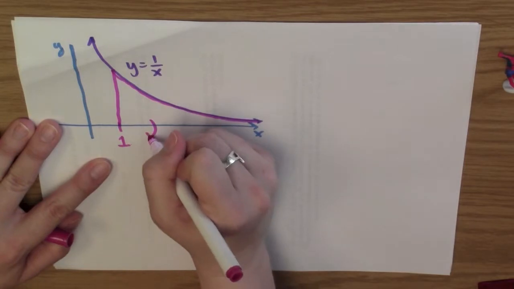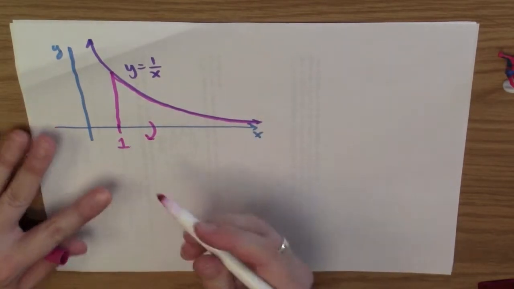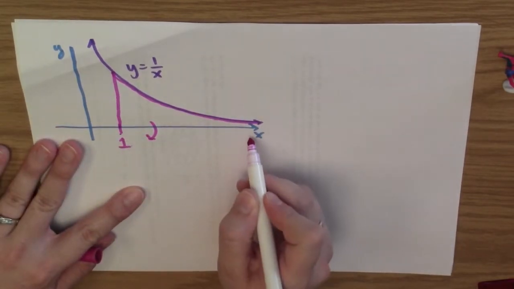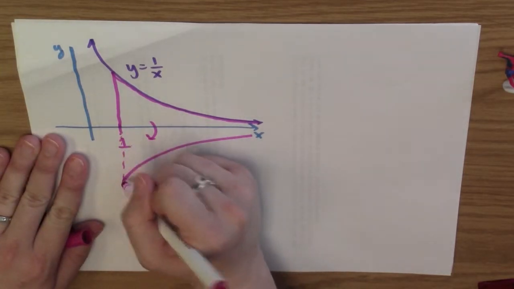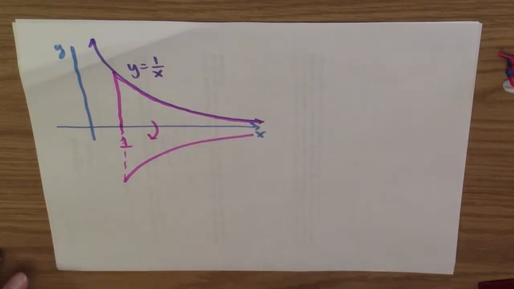And what I want to do is rotate around the x-axis. So the other side of the curve looks something like this. Right, and so you can see that when I do this rotation, what I get is this sort of infinitely long thing that sort of looks like a trumpet, right? So this is Gabriel's horn.